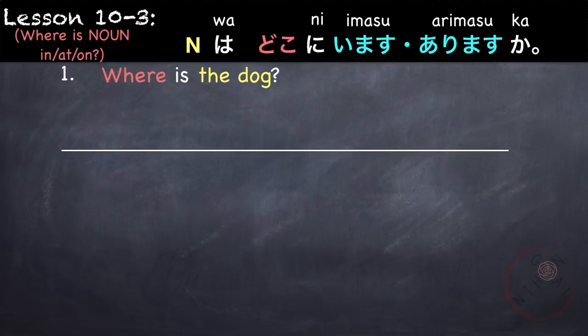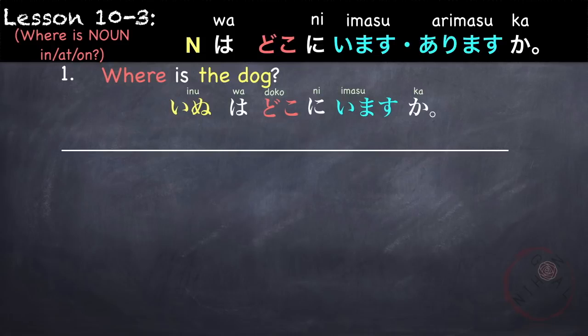For example, where is the dog? So here we are aware of the existence of the dog, so we are more concerned of where it is. So we use noun wa doko ni imasu ka? Inu wa doko ni imasu ka? For example, in the box. Hako ni imasu.